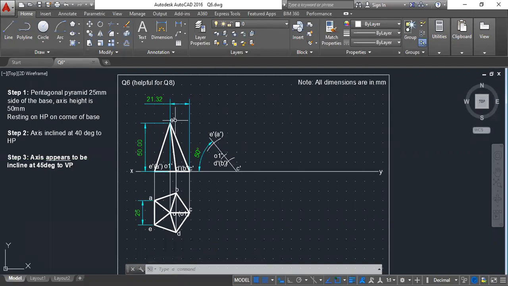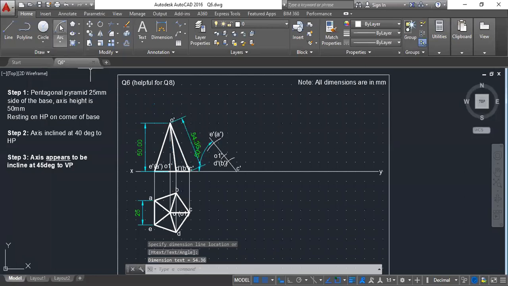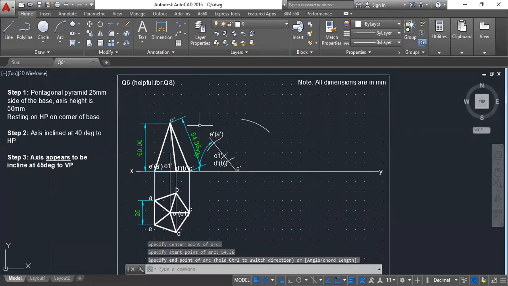Next, I have to mark O prime. For that, measure C prime to O prime. It is 54.36. Again, take your compass, C as the center, and draw an arc with the length 54.36. So I have simply drawn an arc, and once I have drawn it, it's not required.